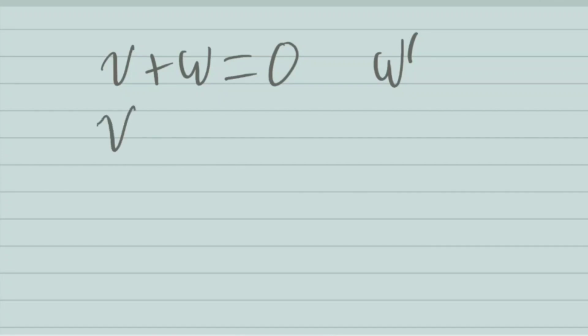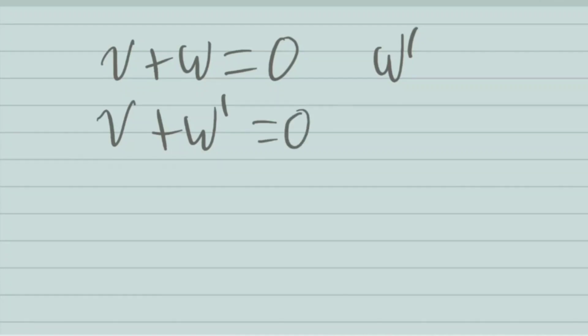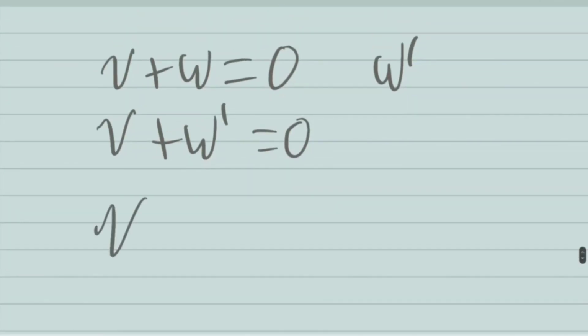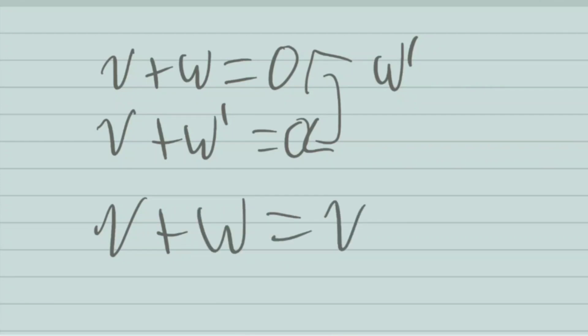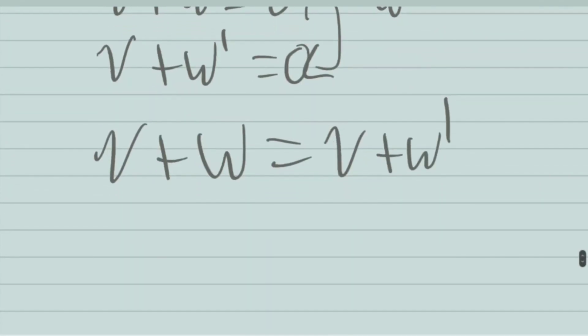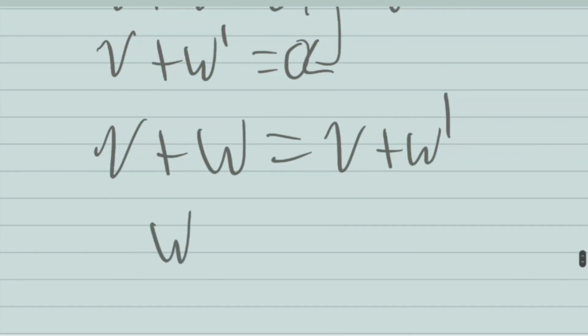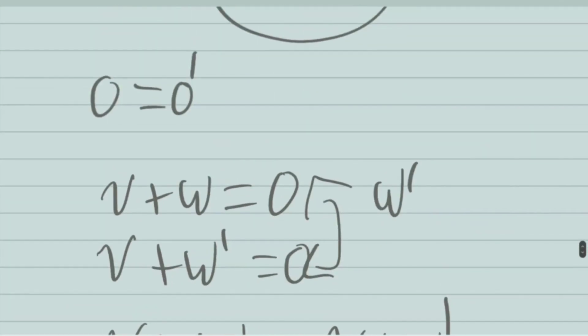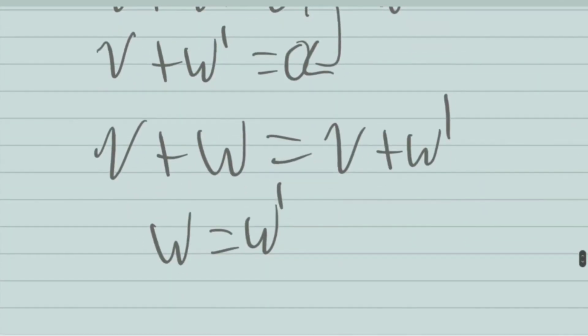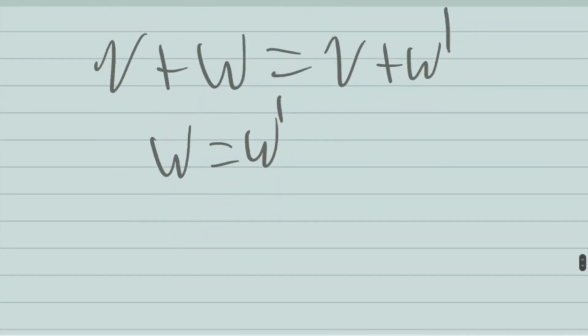So we know v plus w equals 0, and we know that v plus w prime equals 0. The right sides of both equations are equal, so we can set the left sides equal to each other. And then we get v plus w equals v plus w prime. And then we can just subtract v from both sides, and we get w equals w prime. And so if our two hypothetical additive inverses are equal to each other, then there's only one of them.